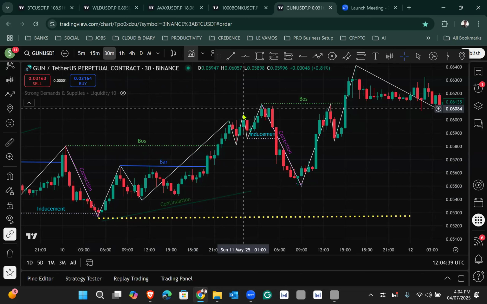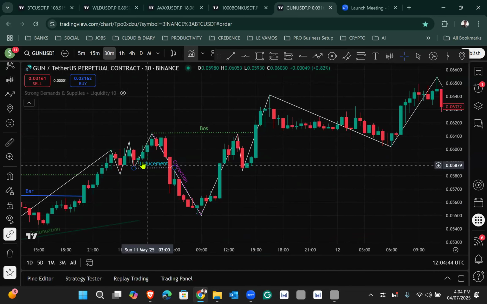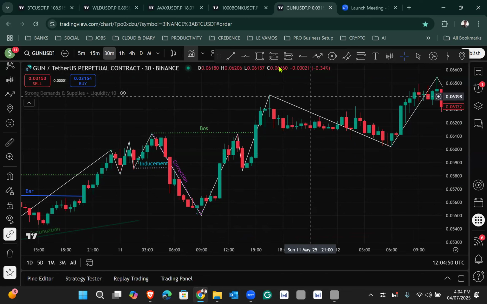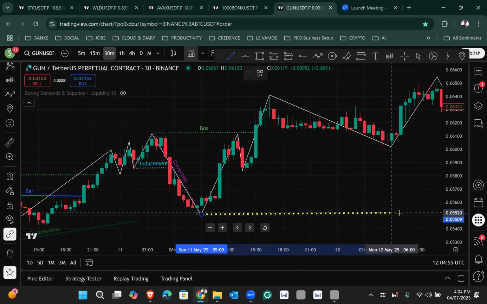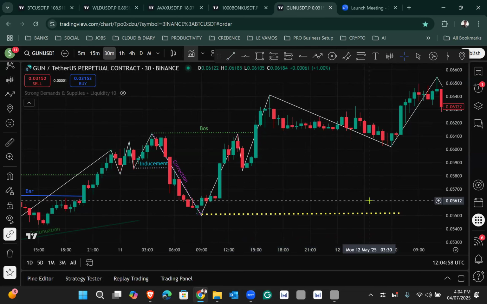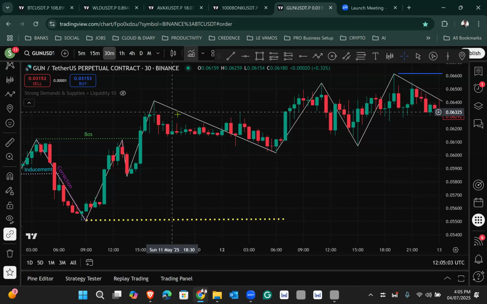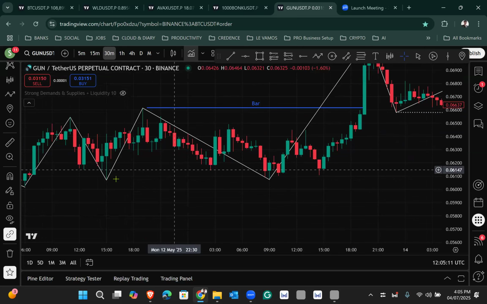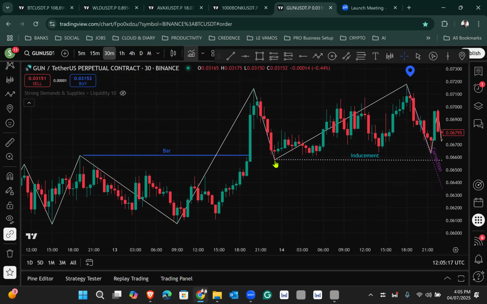Okay, so again the valid pullbacks connect, then again another inducement here because there is a correction. Again it is going. So there should be a possible change of character here, but again it is going up. So now this is a continuation movement. It's going like this, and here it's just going up again.